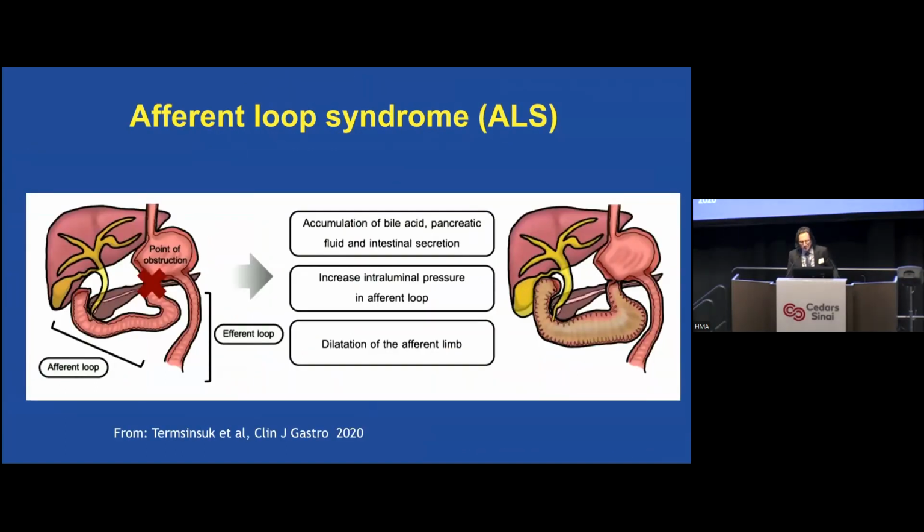So the afferent limb syndrome is where bile acid, pancreatic juice accumulate, as well as intestinal secretion. You know, the intestine secretes a lot of fluid. And over time, the intraluminal pressure increases, and this results in dilatation of the afferent limb. So you can see the obstruction here, and the afferent limb here, normal here, starts to dilate up.